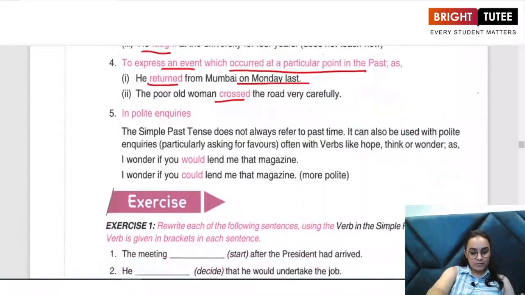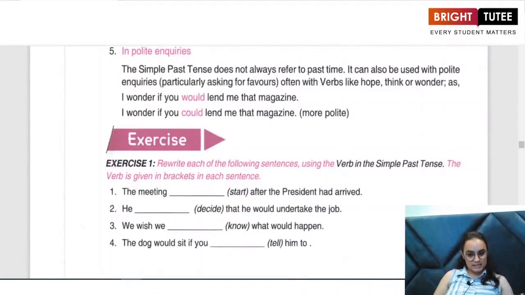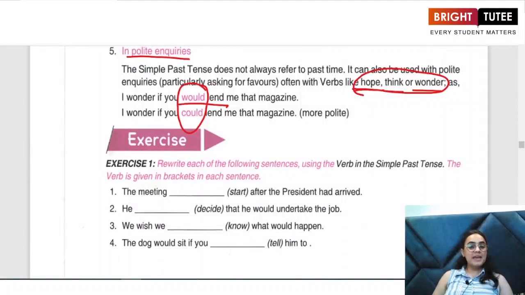The next type of usage that we bring the simple past tense into is when we talk about some polite inquiries, when you are inquiring something from somebody in a very polite manner. I wonder if you would lend me that magazine. And whenever you are making a polite inquiry, you are going to use verbs such as, I hope you would help me with this. I think you would lend me your pen. Or wonder. So verbs like these, and we are always going to use an auxiliary verb before our sentence in order to make it seem polite. I wonder if you would lend me the magazine. I wonder if you could lend me the magazine. So this way we use the simple past tense.